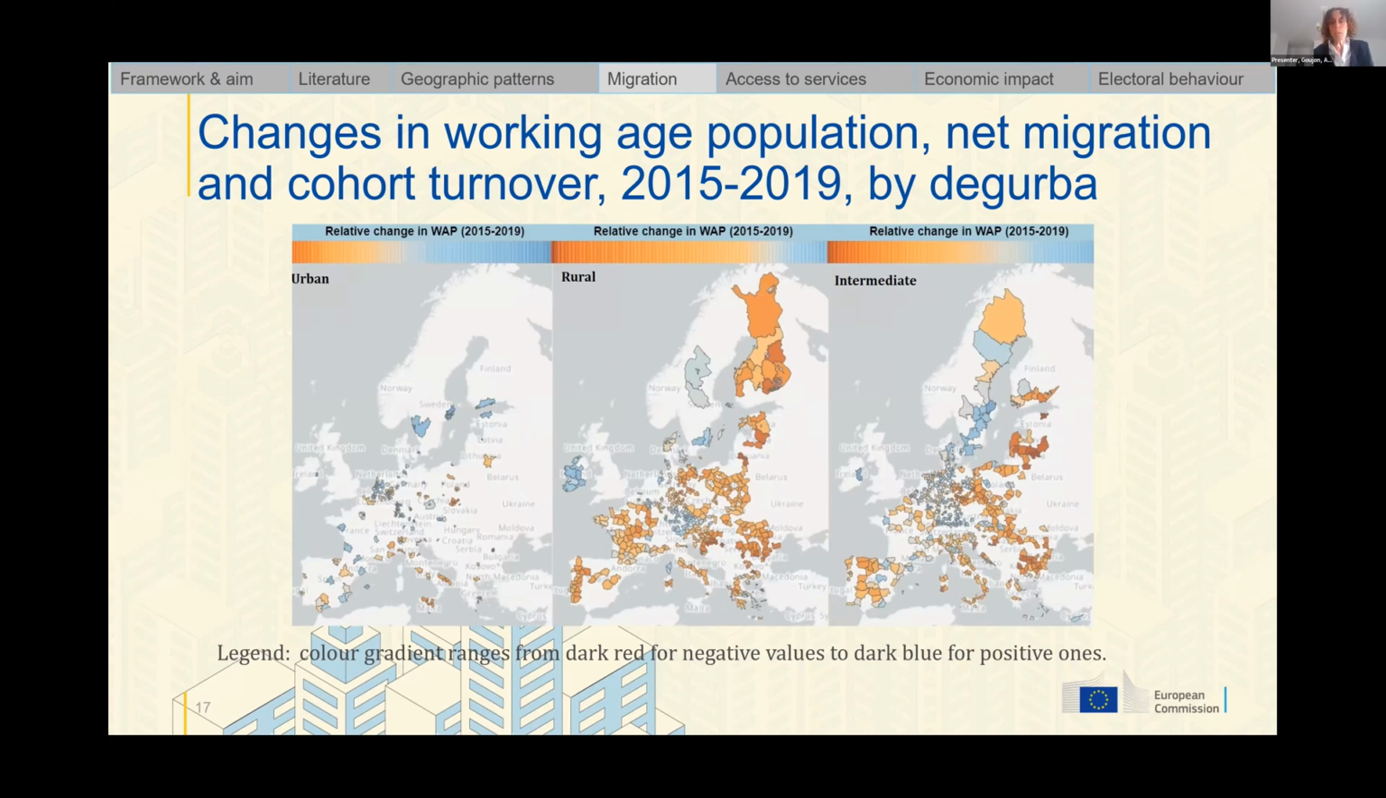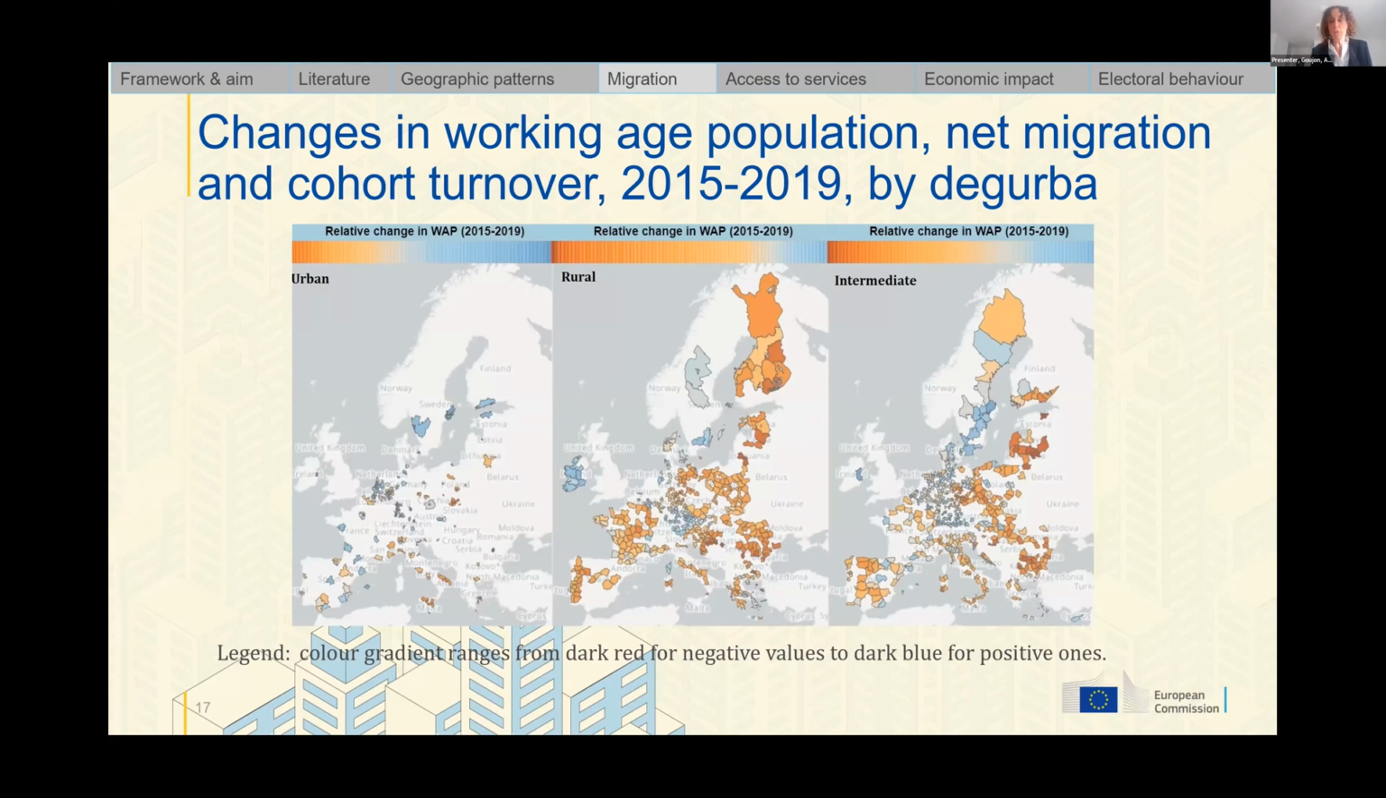And what we see is that during 2015-2019, on average, the size of the working age population decreased in rural and intermediate areas by -3% for rural areas and -1% for intermediate areas, whereas it increased in urban areas by almost 1%.